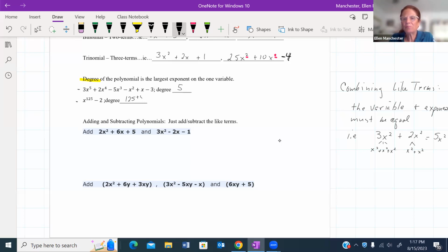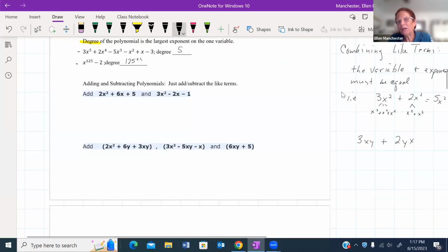When we're dealing with two-term polynomials, let's say I had 3xy plus 2yx. When I first look at this, I go, those aren't the same. But really they are, because we have x to the first here, we have x to the first here. We have y to the first here, we have y to the first here. These are identical. I can switch them, and you can see they are exactly the same thing. So I have 3 of these plus 2 more, I have 5 of these things, okay?